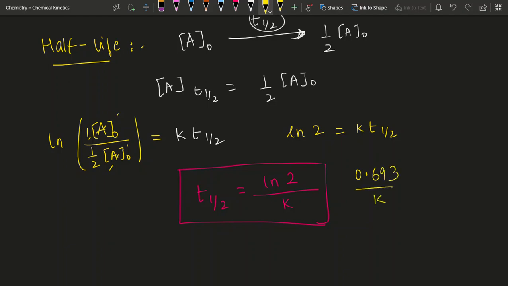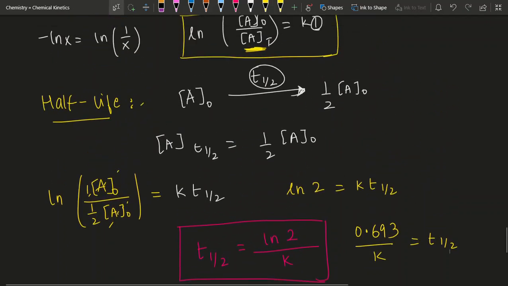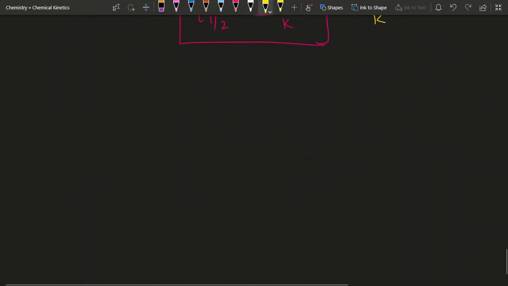So 0.693 over k is again equal to the half-life, or you could have just used the natural log of 2. Now let's use whatever we have derived. Now an example. So let's take radioactive decay. Some isotope of plutonium decomposes into certain products.